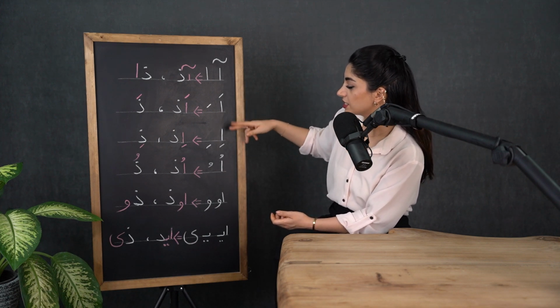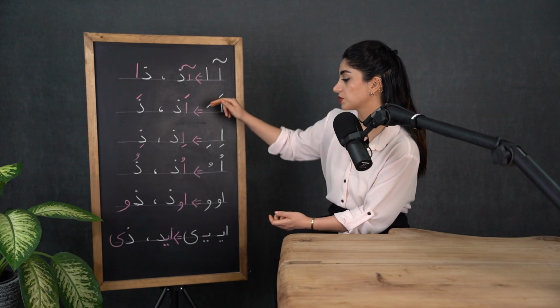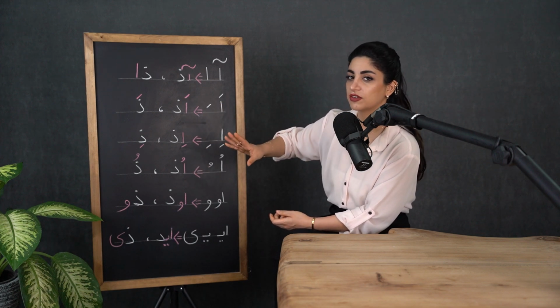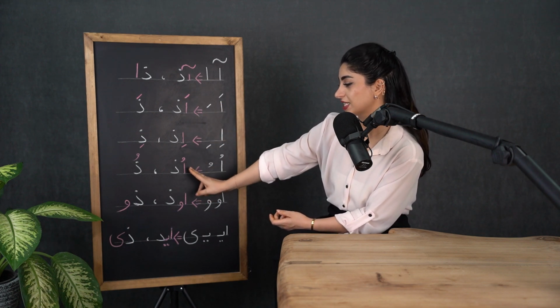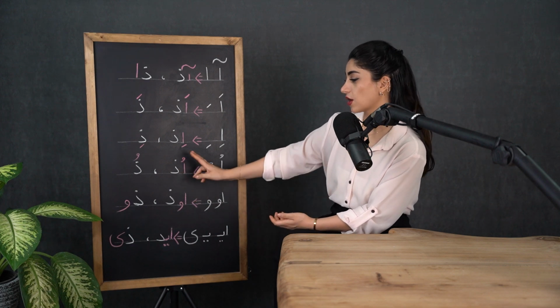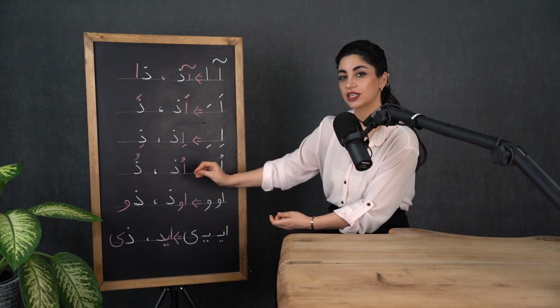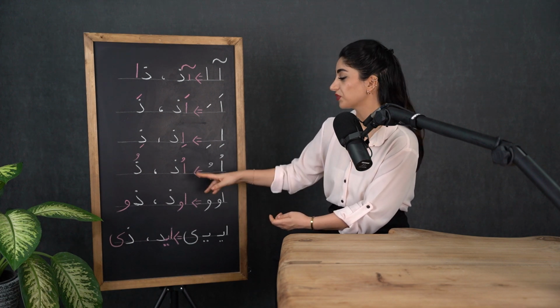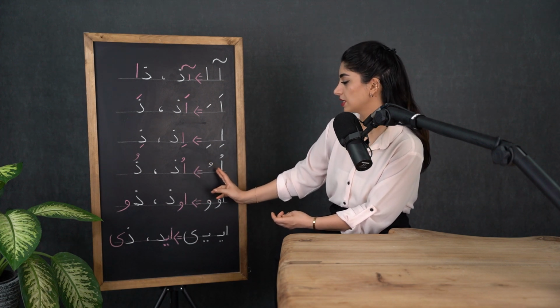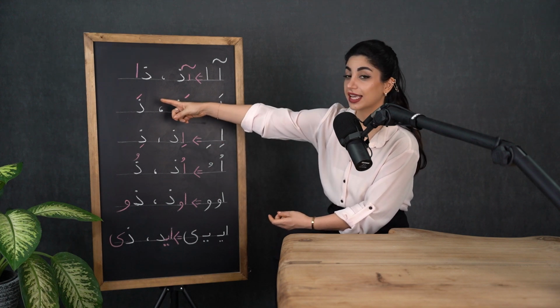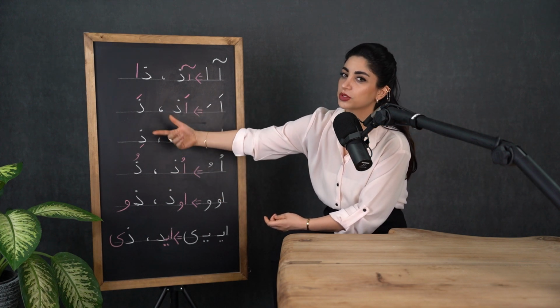How about this one? Just like these two, this one comes right at the beginning and never attaches. So first read this, then read this. O, Z. O, Z. Together. Oz. Oz.